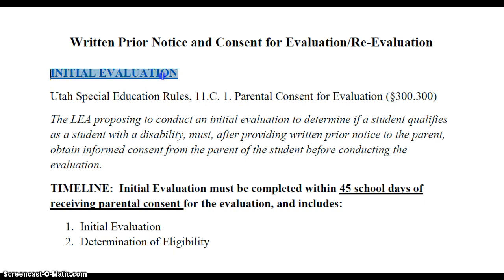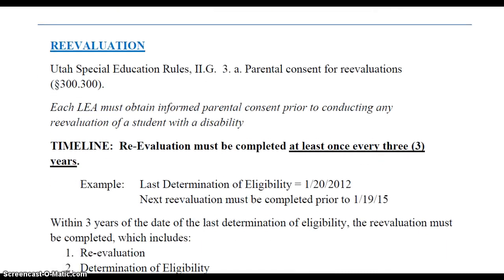For an initial evaluation, the special education rules tell us that we have to, after providing written notice to the parent, obtain informed consent from the parent before conducting the evaluation. The timeline for the initial evaluation is 45 school days from the date of receiving parent consent. So within the 45 school days after we receive consent from the parent, we need to complete the initial evaluation and hold the determination of eligibility to find out if that student is eligible for services.